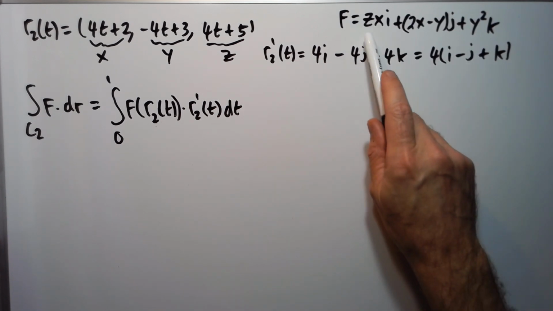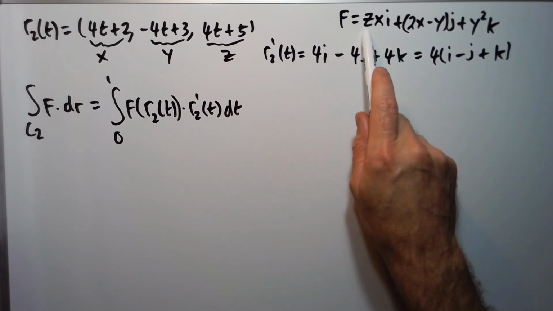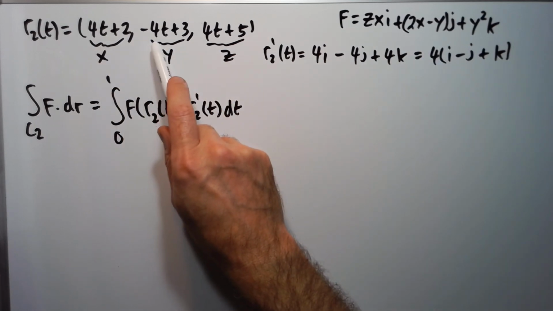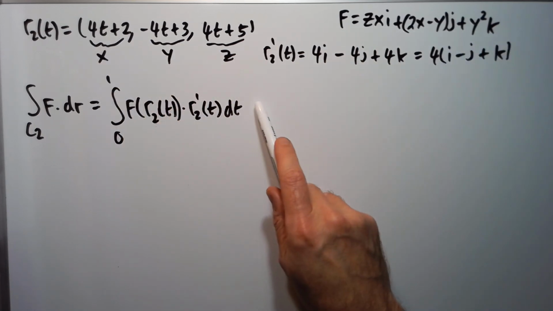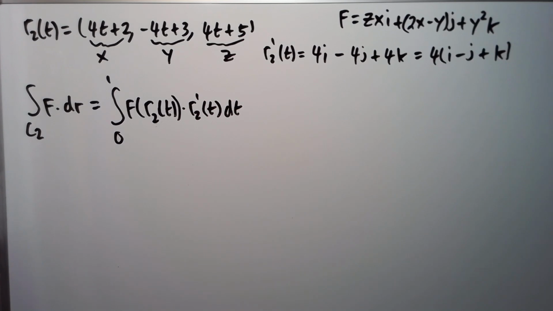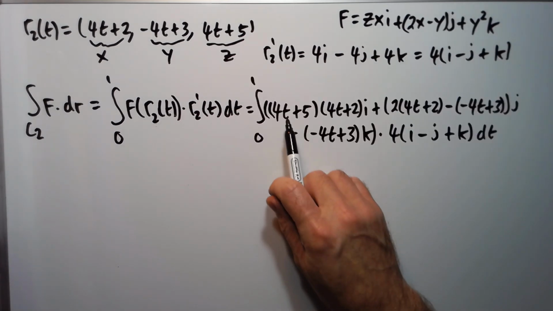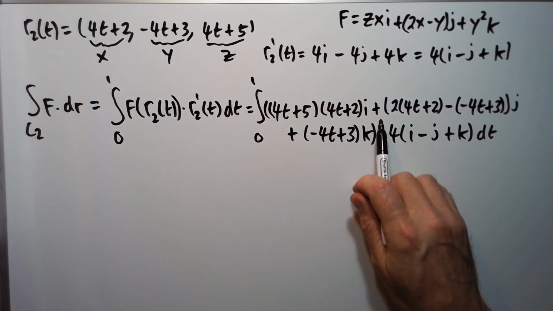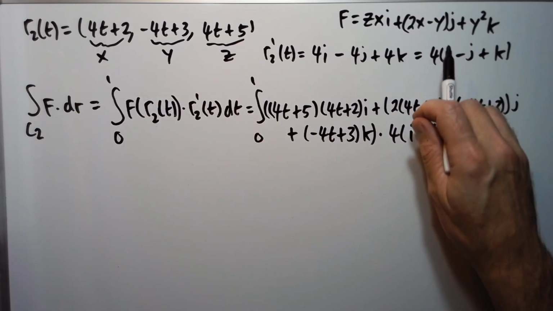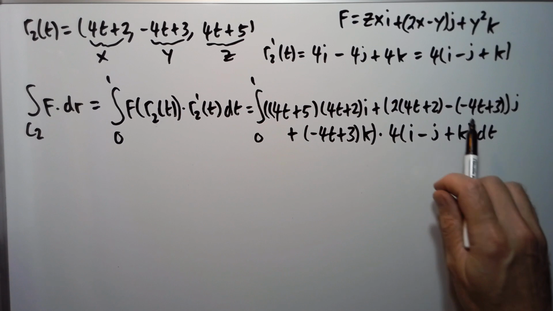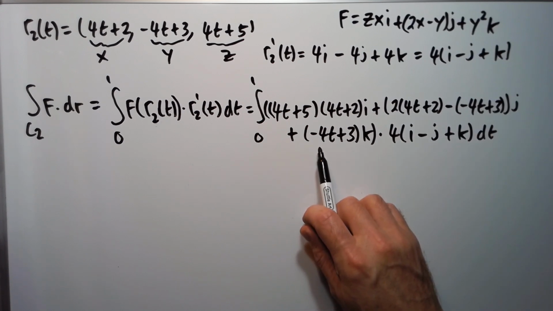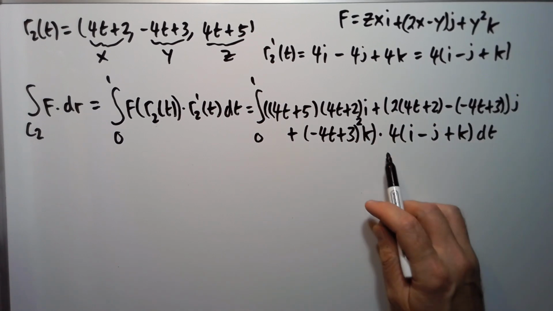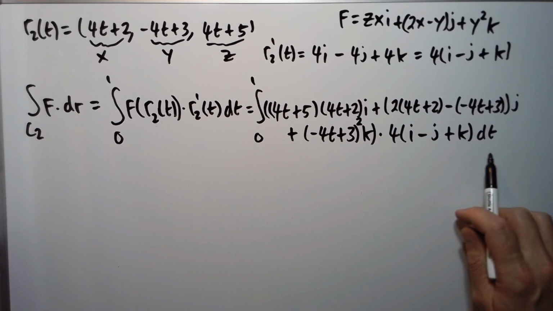Well, my f is the same. But now the z this time will be 4t plus 5, the x will be 4t plus 2, the y will be minus 4t plus 3 when you plug into this. Let's write it here. So we get this: z is 4t plus 5 times x, x is 4t plus 2, plus 2 times x, x is 4t plus 2, minus y, y is negative 4t plus 3, that's j, and plus y squared, y is negative 4t plus 3, squared, and dot it with our R2 prime, which I've written here.